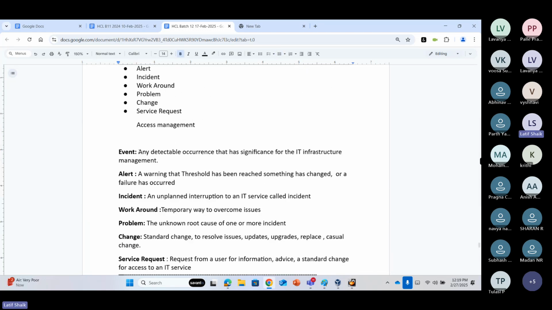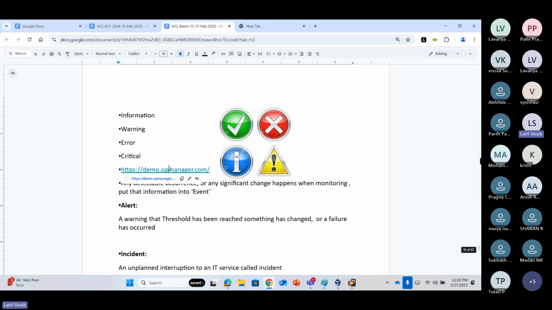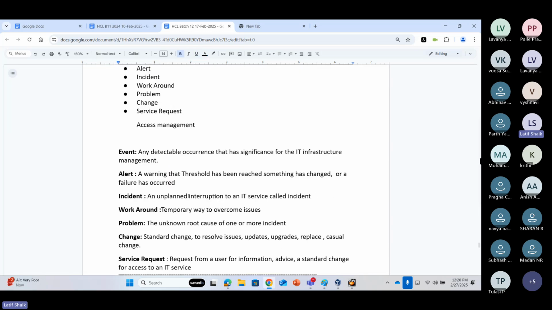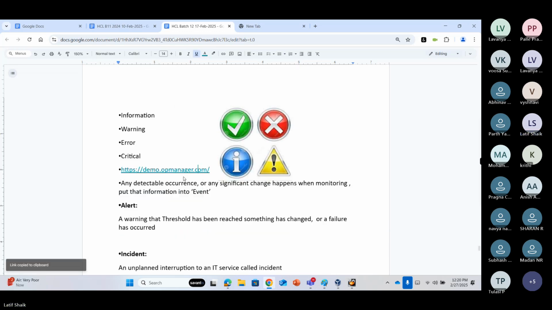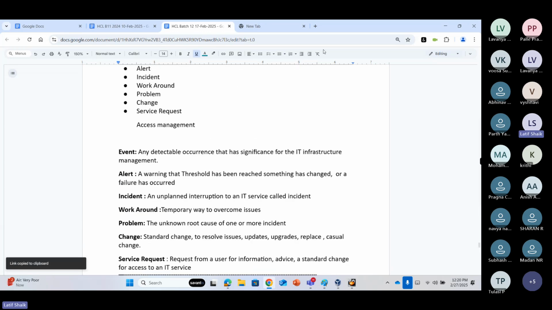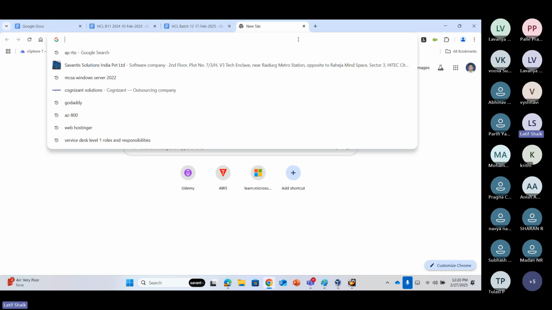Event: any detectable occurrence that is significant for IT infrastructure management. Any detectable occurrence. Here there is a monitoring tool, a simple monitoring tool. I will try to show that one. I will open it. Direct explanation is better, I think.